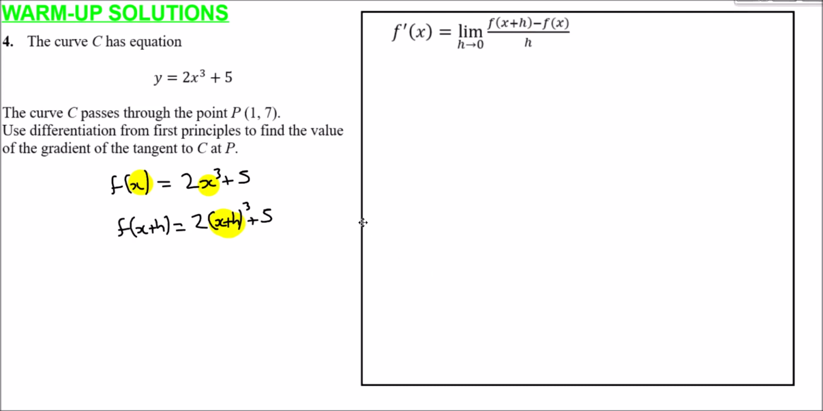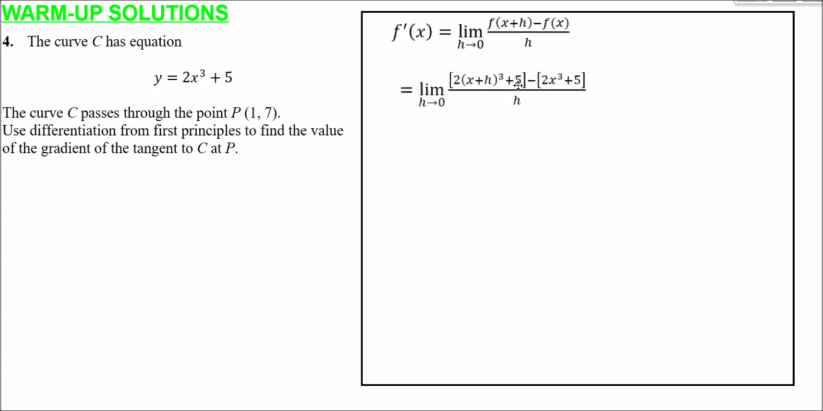So, substituting those expressions in, f of x plus h being replaced with this, minus f of x being replaced with 2x cubed plus 5, all minus, gives us this. So, this is really important that we have this step in place. I've put big brackets around the f of x plus h to separate it nice and clearly from minus f of x, to try to avoid the confusion with minuses and pluses going everywhere.